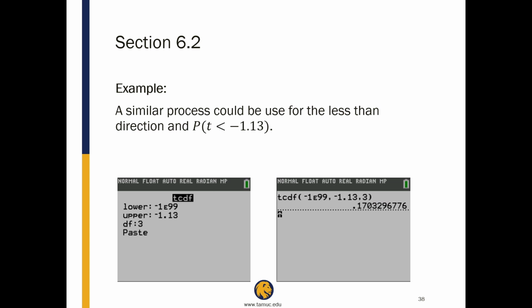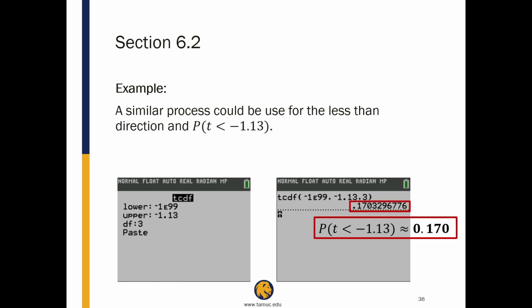A similar process could be used for the less than direction. I went ahead and plugged the numbers in slightly differently. You'll notice on the lower I put negative 1E99, and on the upper I put negative 1.13. It's a little bit different, but if we plug those in, we get the calculation of the probability of t less than negative 1.13, approximately 0.170.